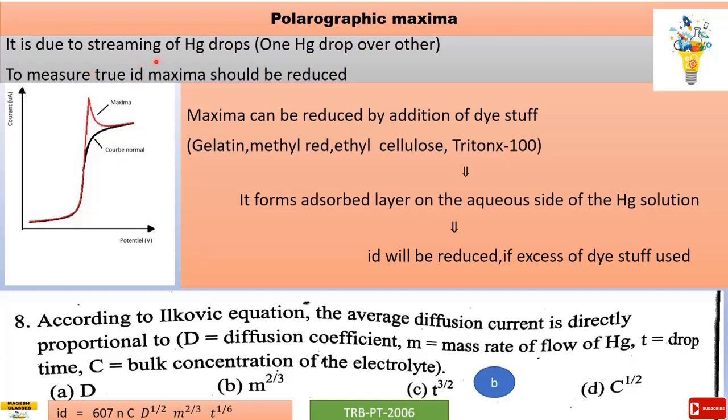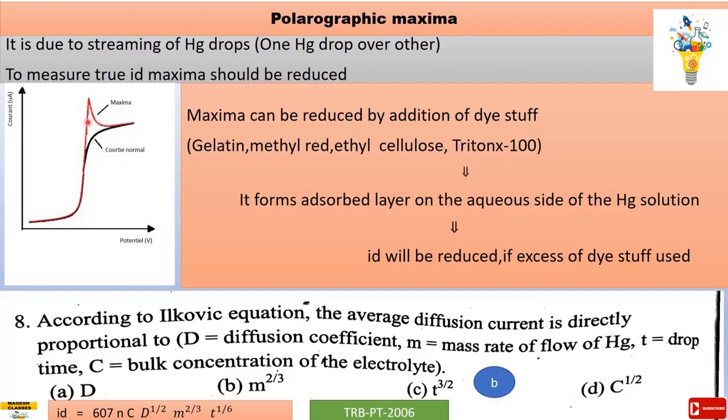So the new concept, polarographic maxima. The current from A to B and B to C is a diffusion current, and from C to D is a limiting current. In some cases, what happens, the diffusion current increases like this. So it is called a maxima. This is called a polarographic maxima.